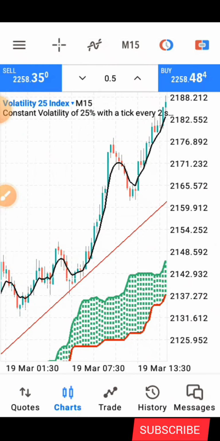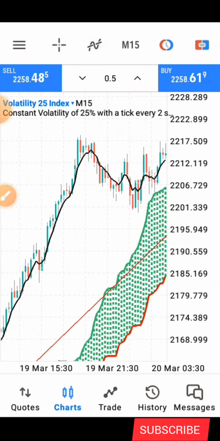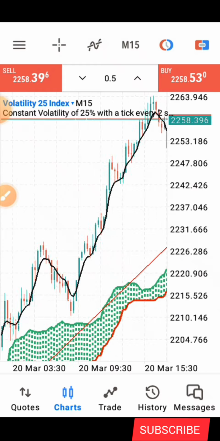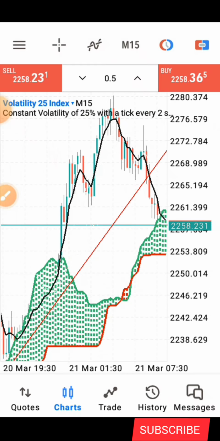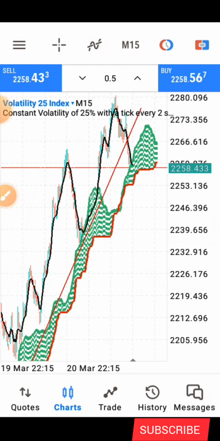color changes to red. All right, so you can see here it's still going up, right? It's still going up. Look at it, guys, it's still going up. Wow, this is a very good strategy, guys, and it works. It works best on this V25 index. Trust me on that.